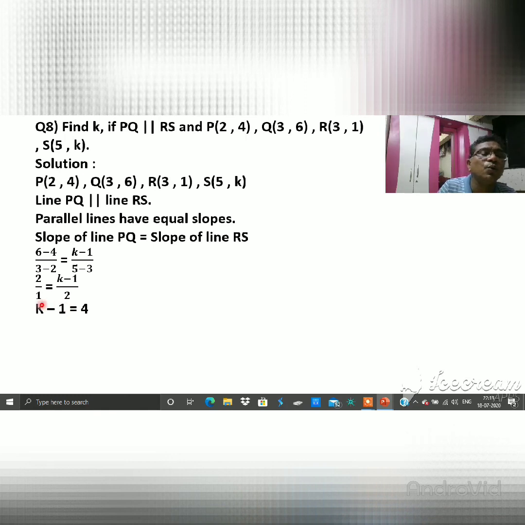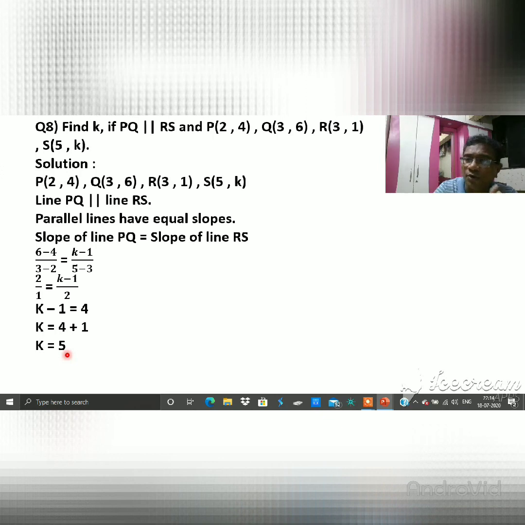So see, 1 multiplying k gives k. 1 multiplying minus 1 gives minus 1. 2 multiplying these 2, 2 twos are 4, so you get 4. So minus 1 goes across and becomes plus. So k is equal to 4 plus 1, which is 5. So you get the value of k as 5. In this way we have solved problems number 5 to 8.